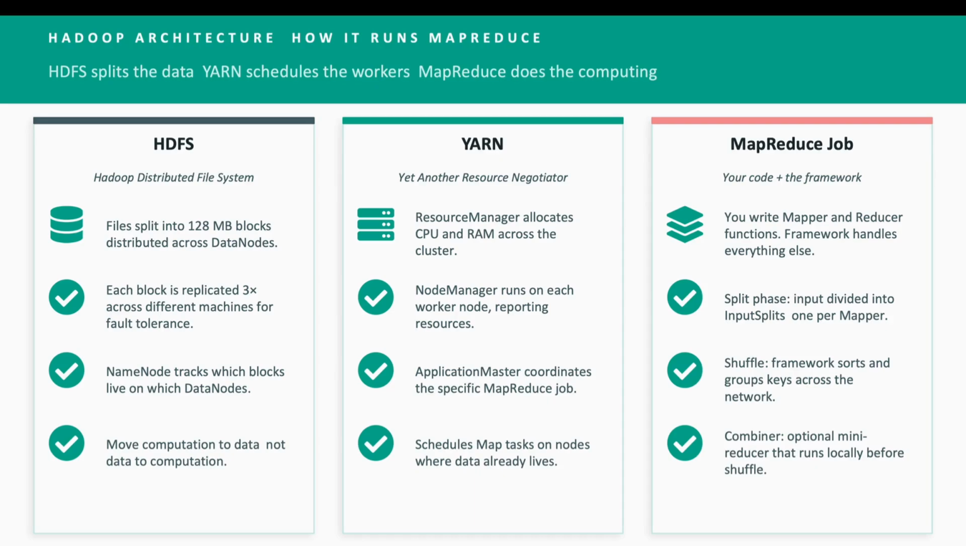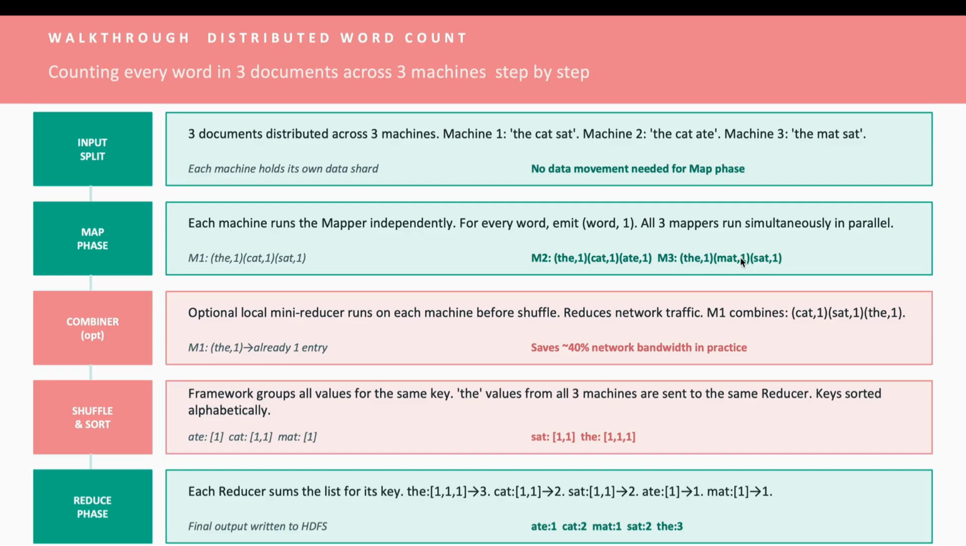input blocks already live. And in the MapReduce job itself, you write exactly two functions, the mapper and the reducer. You package them into a jar or a Python script. You submit the job. The framework handles splitting, scheduling, shuffling, fault tolerance, and output collection. You write zero infrastructure code. And now, let me trace through a complete MapReduce job on a small example.